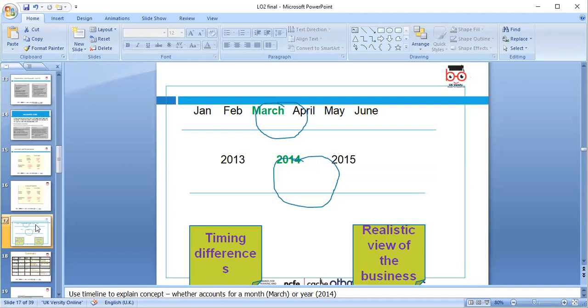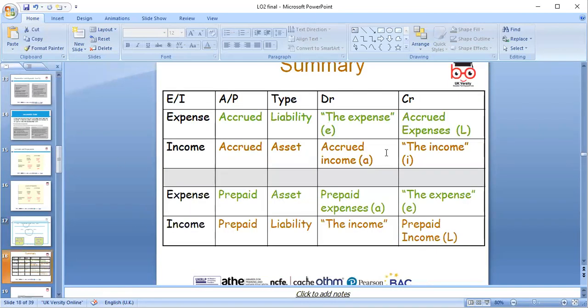When you deal with accounts, it is always good to draw the timeline and look around, to see what will be prepaid for the period, because it's accrual basis, meaning income and expenses should be treated in those years accordingly. Then we have a summary.